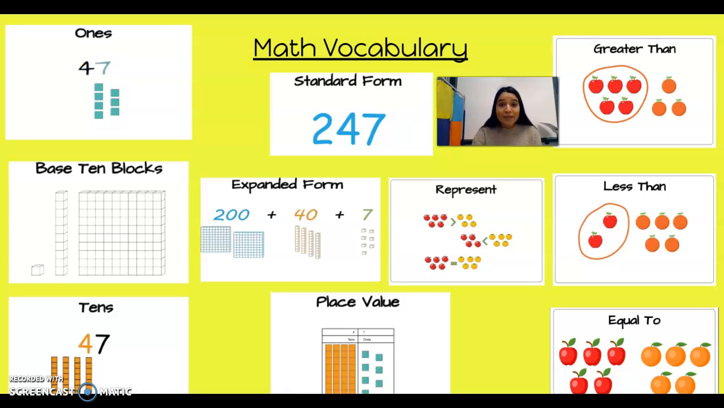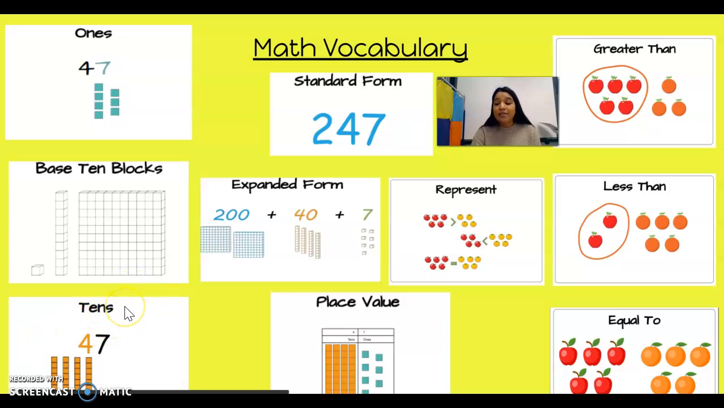Our first vocabulary word is ones. Ones are our smallest base 10 block. In the number 47, we're going to look at the last digit, which is the number 7, and it tells us that we have 7 ones. Base 10 blocks, we have our ones, our 10 longs, and our hundreds block.